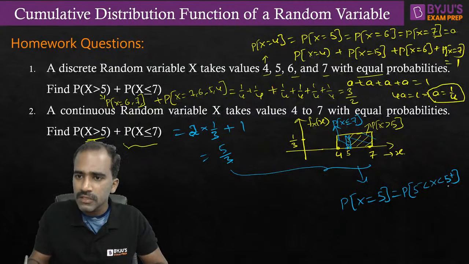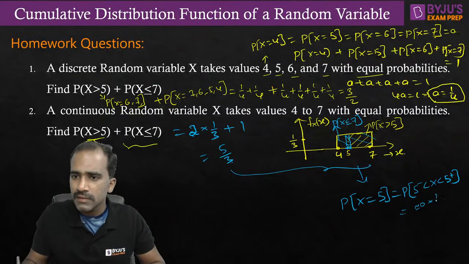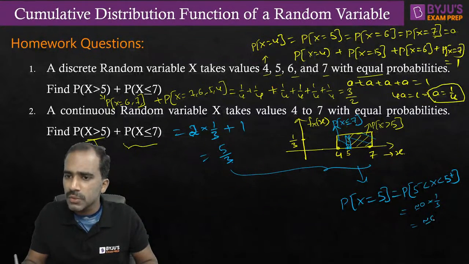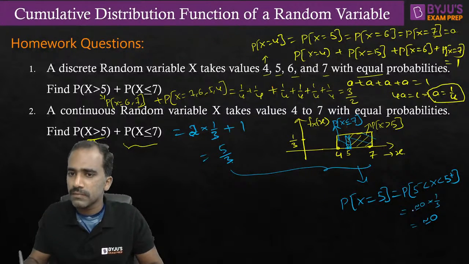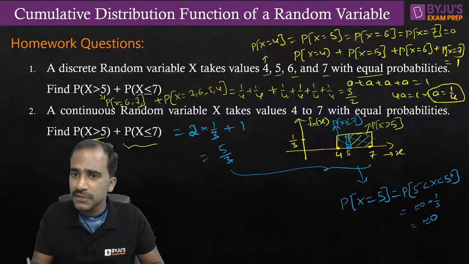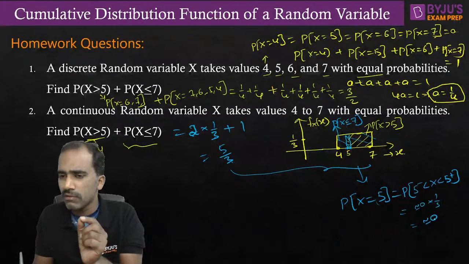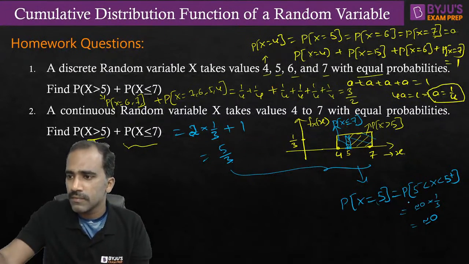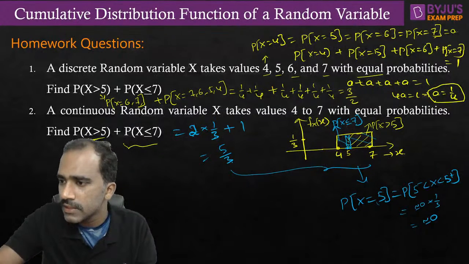How much is this area? From 5 minus to 5 plus, the width is almost 0, multiplied with height 1 by 3. This is an infinitesimally small value multiplied with 1 by 3, which is almost 0. Is the probability for 5 zero? The probability that the random variable takes a value 5, is it 0? Strictly speaking, it is not 0. It is some very small value. Is that okay? I hope it is clear till this point.